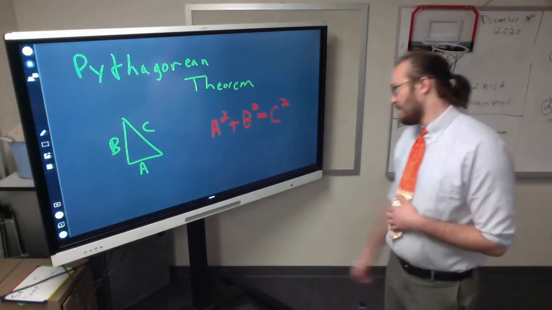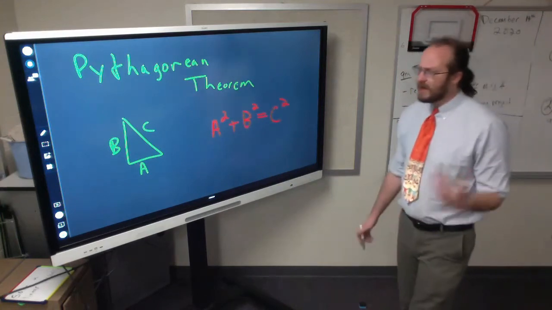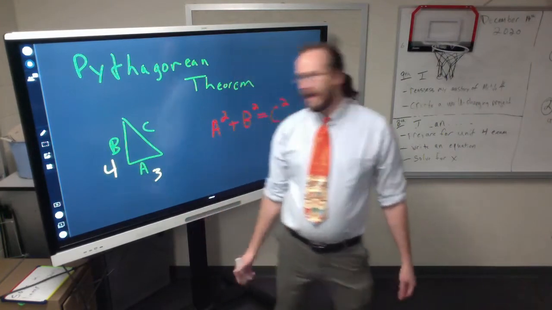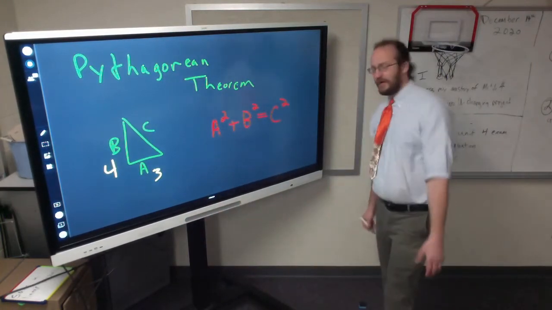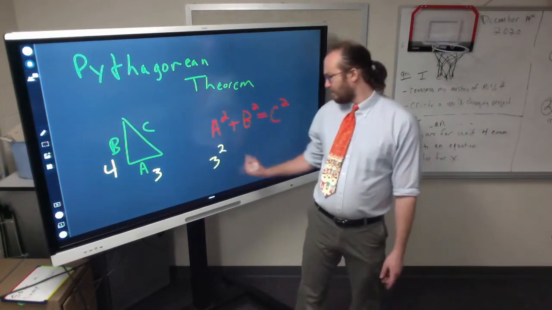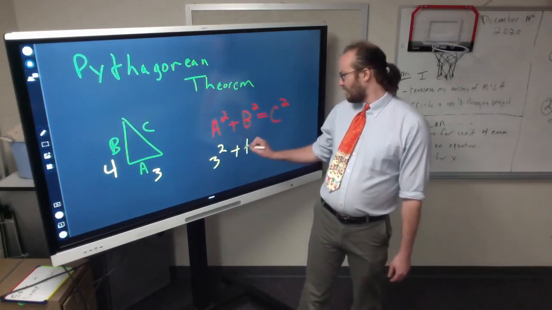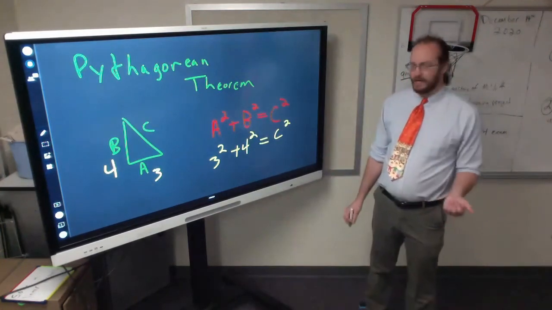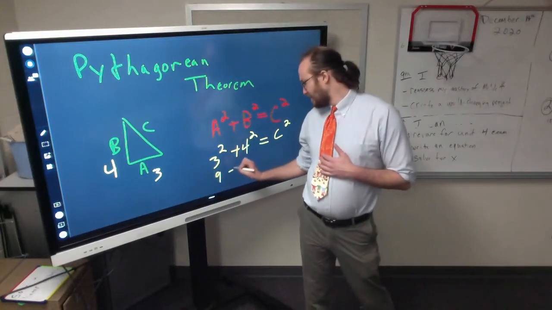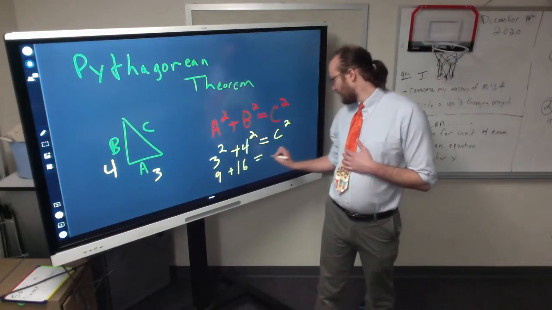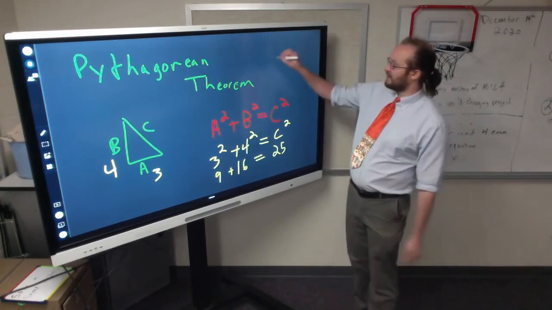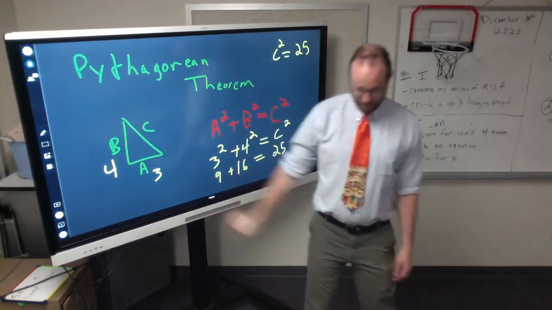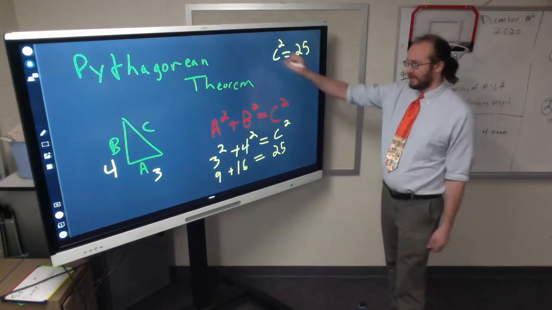So to do that, let's just give an example. I'm going to pick the sides 3 and 4 for A and B respectively. So 3 squared, A squared over here would be 9, and B squared over here would be 16. That's going to equal whatever C squared is. So 9 plus 16 is 25, and that is equal to C squared. And I don't want to know C squared, I just want to know C. So I'm going to go ahead and square root both sides.